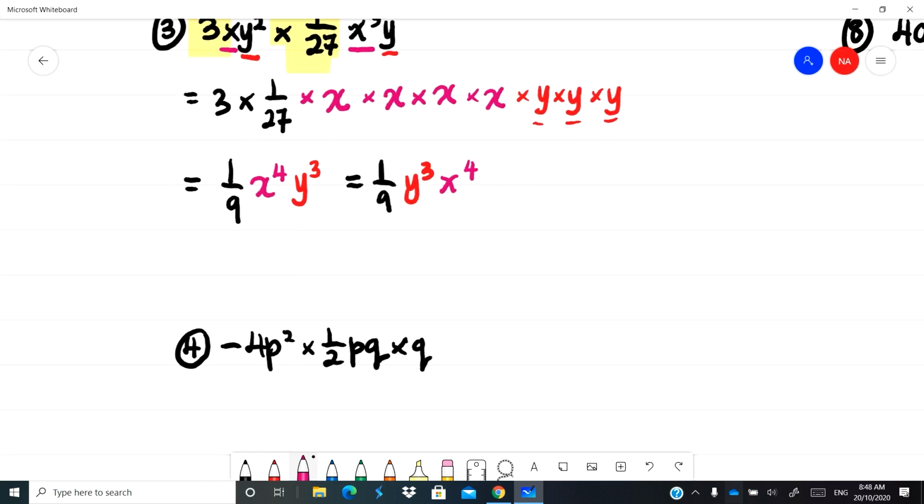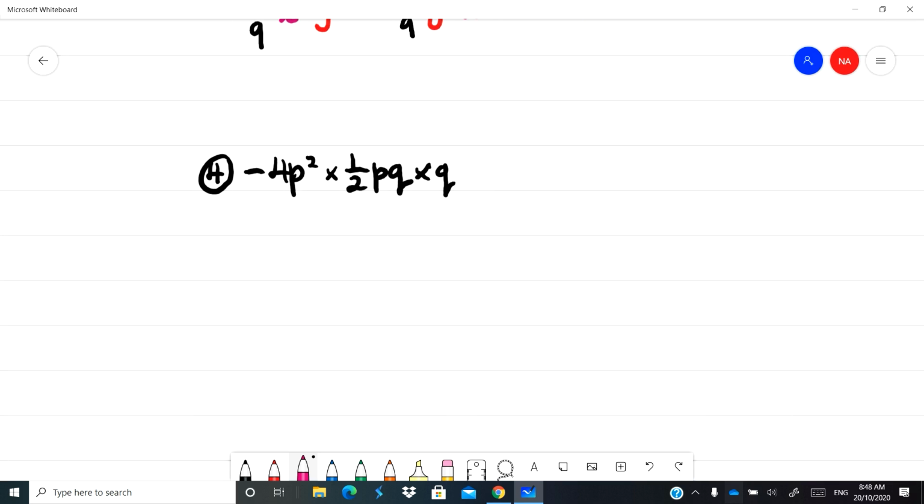Suka hati. Alright. Number 4. A negative 4p. So we'll just have this. So I'll just put number together first. So number darab number. So we will have negative 4 multiplied by 1 over 2. Now we're going to focus on this p square first. So p together with p. Ada lagi p? Tak ada. So I'll just write p.